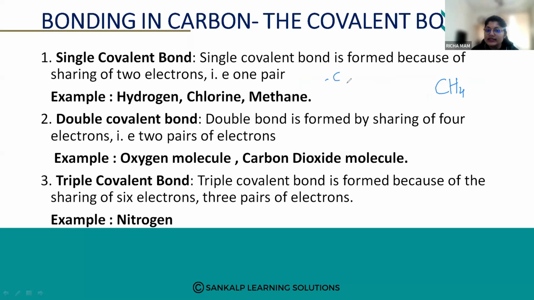Carbon is 6. When we write the electronic configuration, it is 1s2, 2s2, 2p2. So outermost valence shell electrons are how many? They are 4. So let us represent carbon. Carbon is C and 1, 2, 3, 4, 4 valence electrons. Now, next is hydrogen, which is 1s1. There are 4 hydrogens in CH4, so let me write 4 hydrogens here: H, H, H, and H.